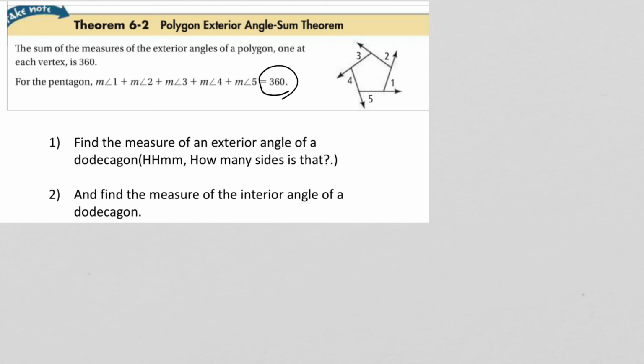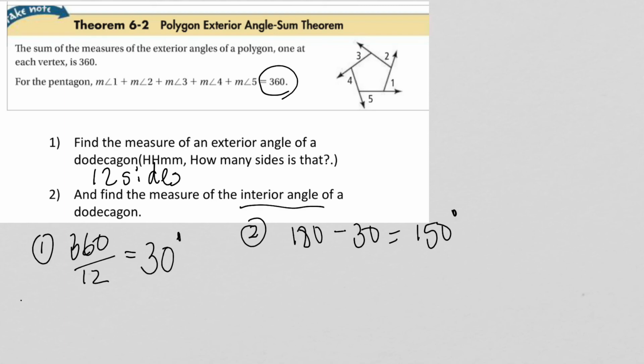We're going to take a look at these 2 examples here. We're talking about a dodecagon, which has 12 sides. So go ahead and pause the video, try these 2 examples, and come back to see if you have the right answers. All right, so for question 1, to find the measure of an outside angle of a dodecagon, we know they all add up to 360, so I'm just going to take 360 and divide it by the number of sides, which is 12. So each exterior angle is 30 degrees.